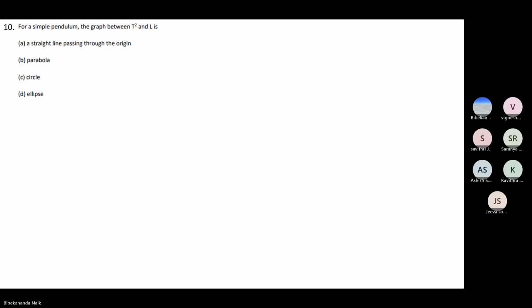Yes. Can anyone tell me what is the equation of a straight line?